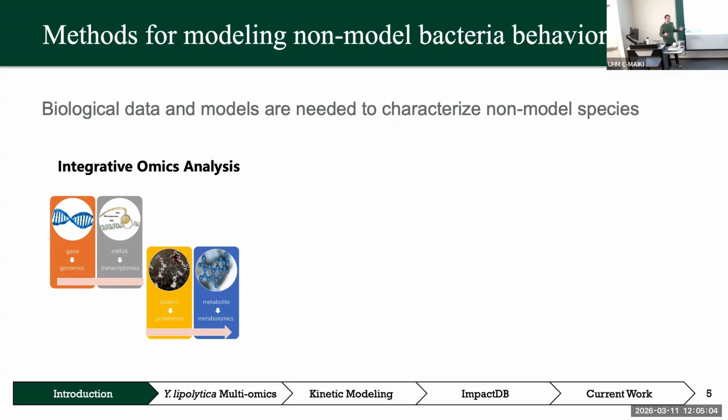So what approaches are we going to take? We're going to do integrative omics analysis. So we're going to look at genomics, like which genes are present, transcriptomics, like which genes are expressed the most or the least, and how that varies based on the carbon source. Proteomics, which proteins are most present, and metabolomics, how those enzymes affect the concentration of the different small molecules.